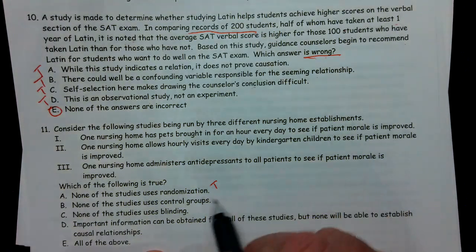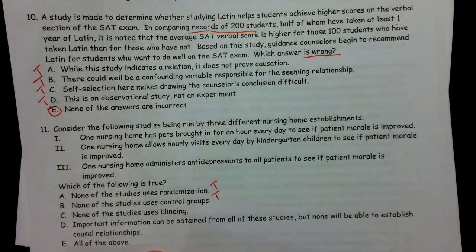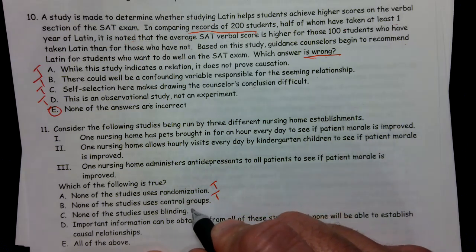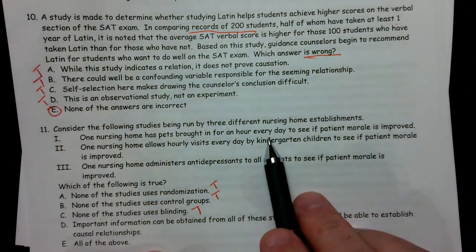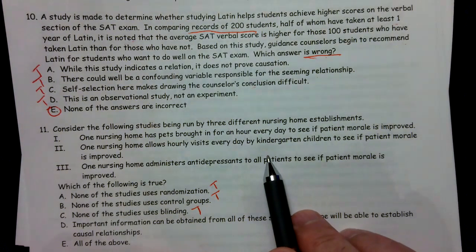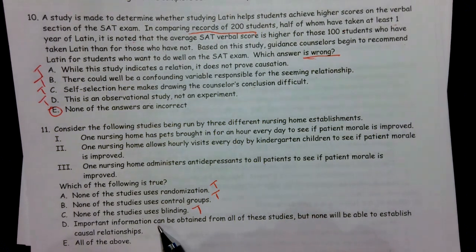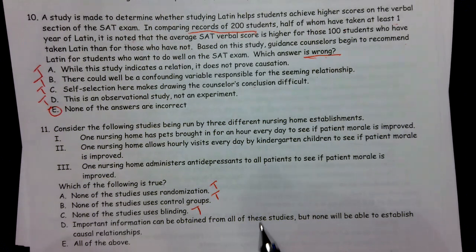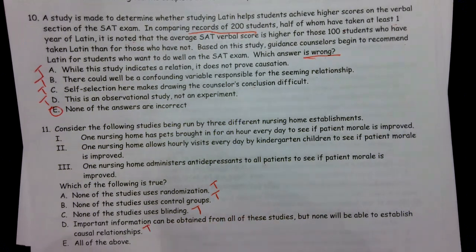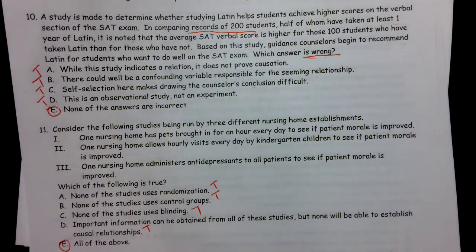That's true. None of these studies use a control group. Nope, none of them did. Everyone got all the treatments. None of these studies uses blinding. Yeah, we definitely know whether they got visited by a dog or people, or whether they got medicine. Important information can be obtained from all of these studies, but none will be able to establish a causal relationship. That's true because none of them are experiments. So once again, number 11, all of the above, all of these are true.